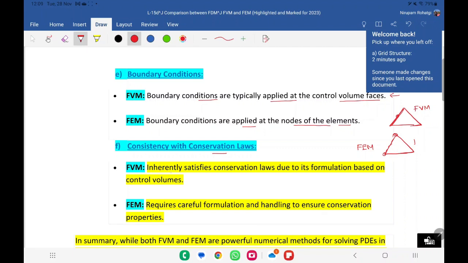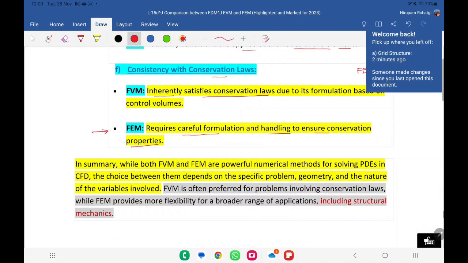Consistency with conservation laws. FVM inherently satisfies conservation laws. That is one of the major advantages of this. FEM requires careful formulation and handling to ensure conservation properties. In this, conservation properties you are foregoing. Okay. In summary, both FVM and FEM are powerful numerical methods for solving PDEs in CFD. The choice between them depends upon the specific problem, geometry, and nature of the variable involved. FVM is often preferred for problems involving conservation laws, while FEM provides more flexibility for a broader range of applications, including structural mechanics.